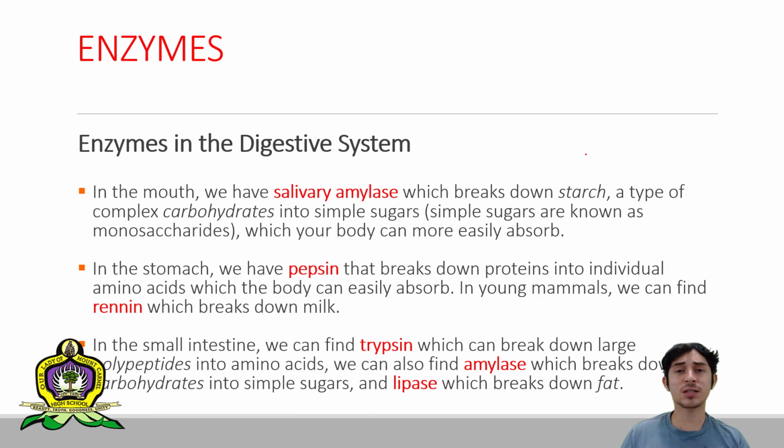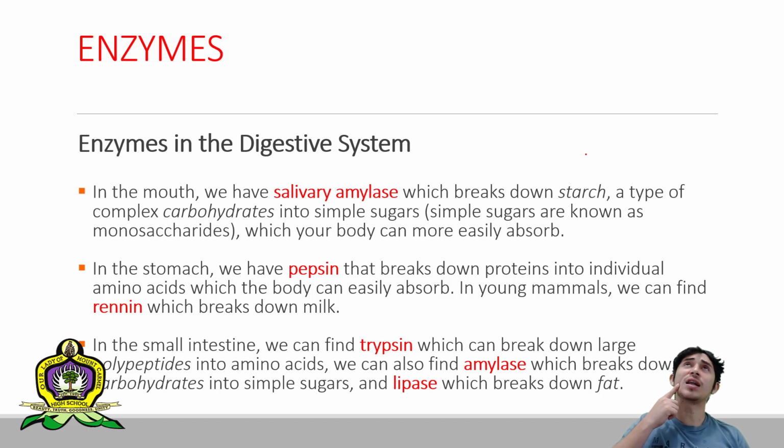Because our topic is human nutrition, we want to focus on the enzymes that are found within the digestive system of a human. In your mouth, you can find a very common enzyme which we know as salivary amylase. An amylase is used to break down complex sugars such as starch. So amylase breaks down starch, which is a carbohydrate.